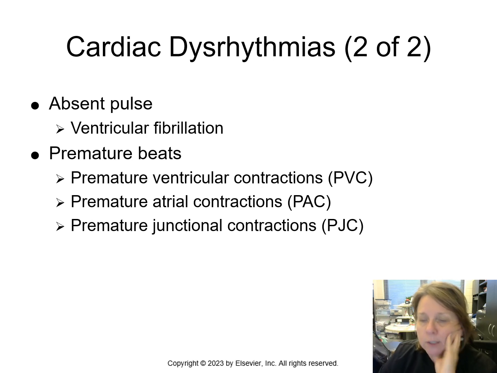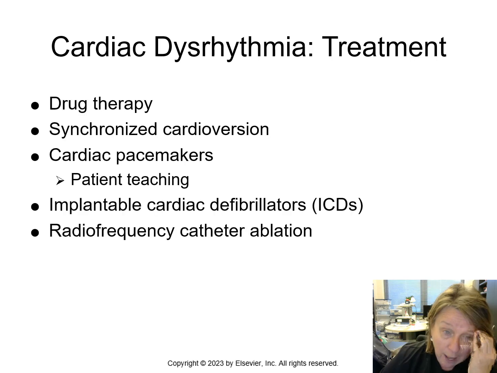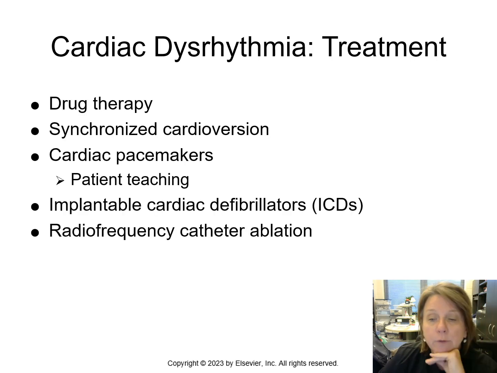Atrial contractions, they're a little narrow, they come beforehand. And then there's PJCs, and that's a whole other ballgame when we get into junctional rhythms. But for right now, the one I really want you to know is VFib, and I also want you to know AFib. So we're going to learn the fibs. I kind of like it. Anyway. So if we're having these arrhythmias, we can give different meds.